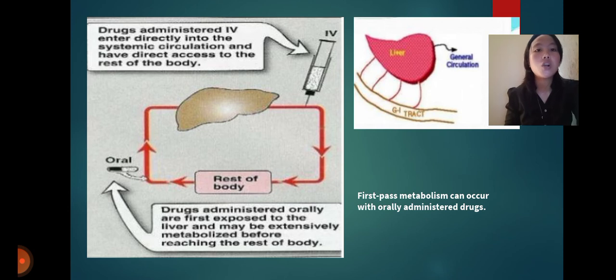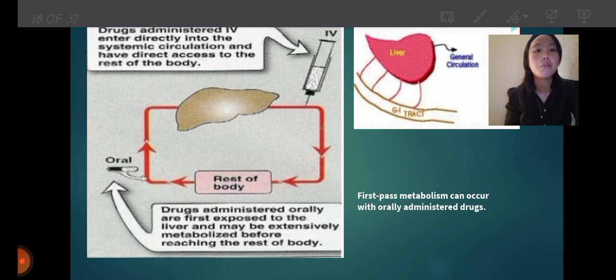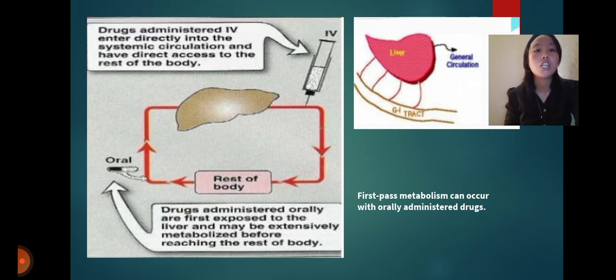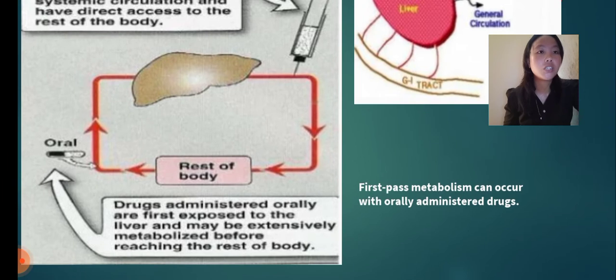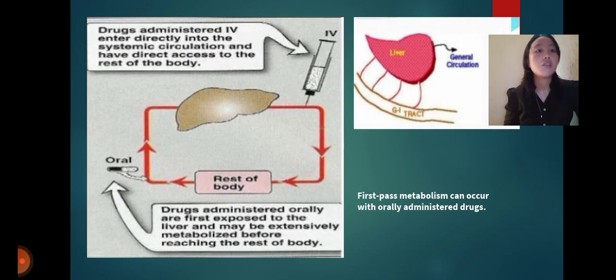Then, for oral, drugs administered orally are first exposed to the liver and may be extensively metabolized before reaching the rest of the body. So, with oral, it is administered through the liver first. With IV, it goes straight to the rest of the body. Then the GI tract, then general circulation. Oral food is the same. First pass metabolism can occur with orally administered drugs. Okay, so when we compare oral with parenteral or IV, specifically, first pass metabolism can occur with orally administered drugs.